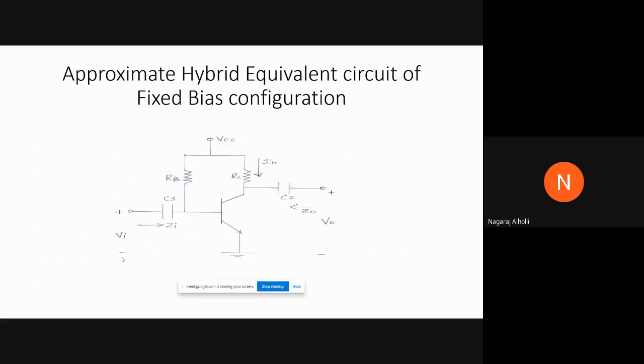Next is the approximate hybrid equivalent circuit of the fixed bias configuration. This we have studied in module 1 itself, the fixed bias configuration, where we have the base resistance and the collector resistance.